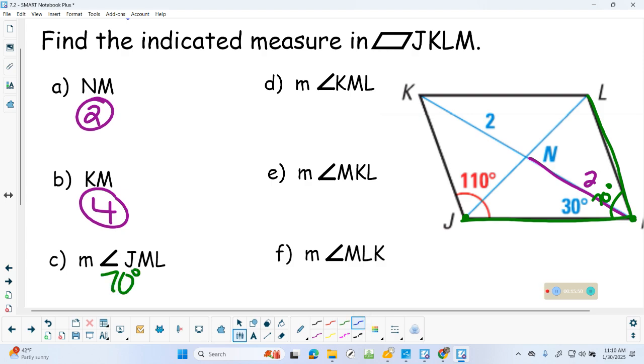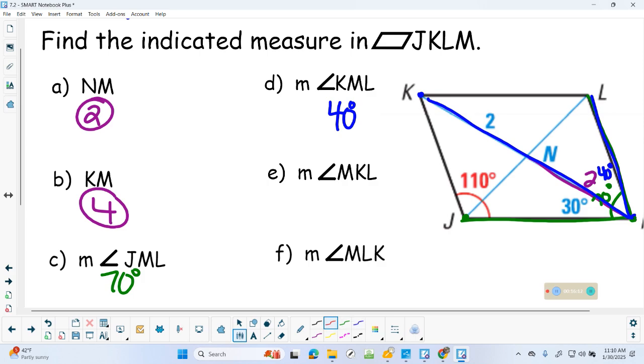Okay, next up, angle KML. So this blue one. Now, you've got this, you don't have any work. Hang on, Logan. If the whole corner's 70 and this piece is 30, the other piece would be 40. 40. And you know I can't help myself. You're really using angle addition postulate there.